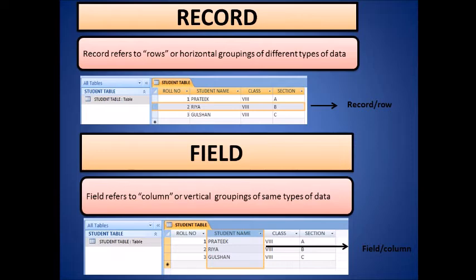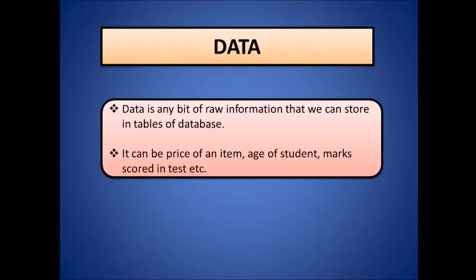Field refers to the column, or the vertical grouping of the same type of data, like student name, like roll number. Roll number contains only numeric data. It does not contain alphabetic data. So this is called a field. Now what is data? Data is any raw fact or figure which we store in a table of any database. It can be your marks, your age, any item, price, or the marks scored in a test. That is known as data.